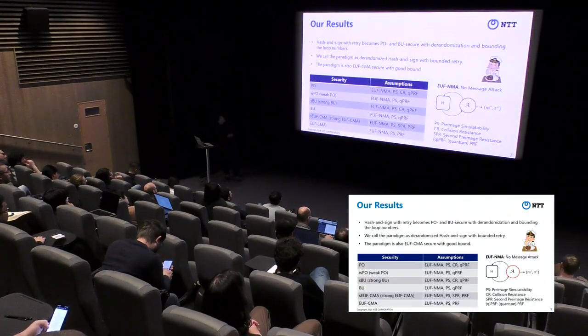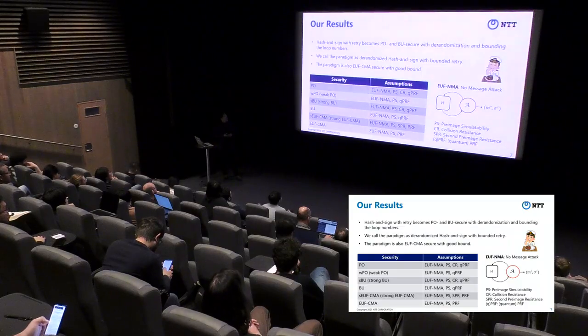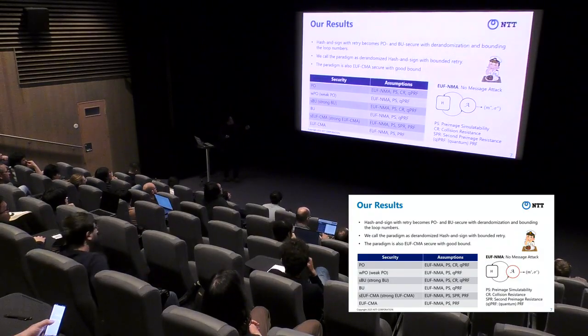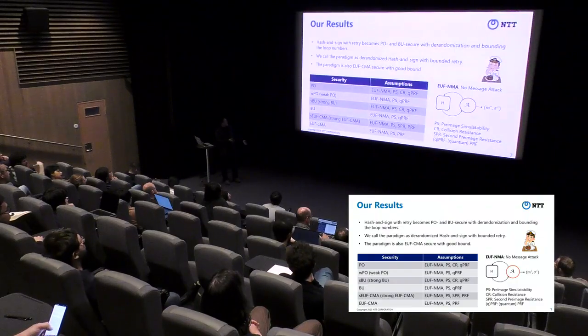And these are our results. The hash and sign with retry can be PO and BU secure with the de-randomization and bounding the number of loops, as in the Fiat-Shamir with aborts. And we call this paradigm de-randomized hash and sign with bounded retry. Sorry for the long name. And this paradigm can be EF secure with a good bound.